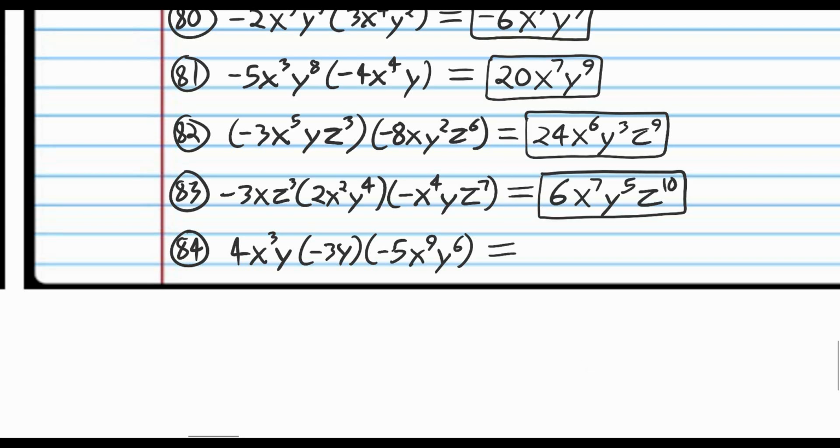All right, 4 times negative 3. Why don't you try 84, and when you come back, we'll do it together. All right, we're back. 4 times negative 3 is negative 12. Negative 12 times negative 5 is positive 60. That's not one of your multiplication facts, but you can do that on paper if you need to. We learned how to do that. 5 times 2 is 10. Carry the 1. 5 times 1 is 5. Plus 1 is 6. So you get 60.